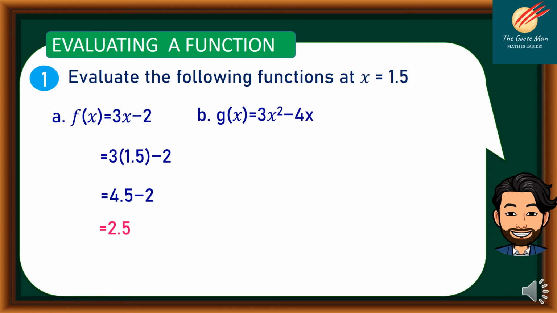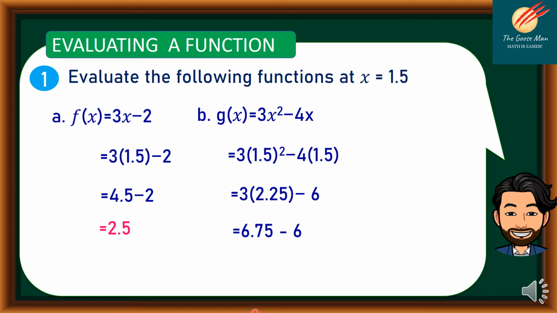Letter B, if we have g of x is equal to 3x squared minus 4x, again, all x's will be substituted by 1.5. So we have here 3 times 1.5 squared minus 4 times 1.5. So we will come up with 3 times 2.25 minus 6. Simplifying it further, we have 6.75 minus 6 is equal to 0.75.